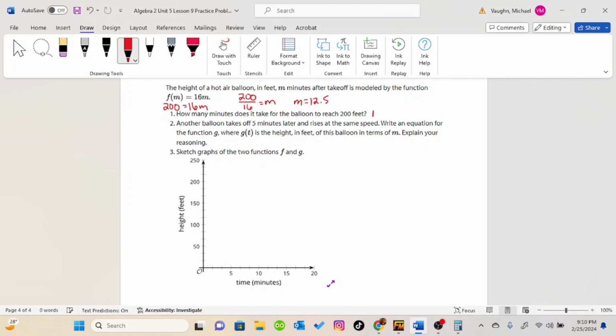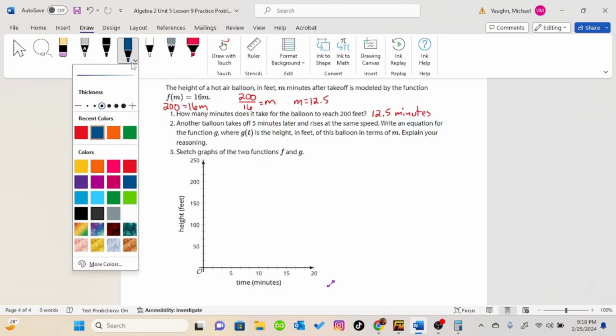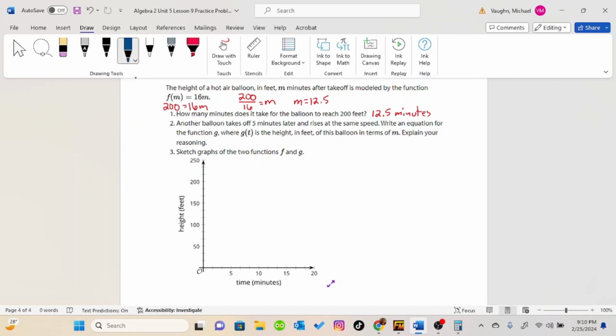So it takes 12.5 minutes. Number 2. Another balloon takes off 5 minutes later and rises at the same speed. Write an equation for the function g, where g of t is the height in feet of this balloon in terms of m. Explain your reasoning.